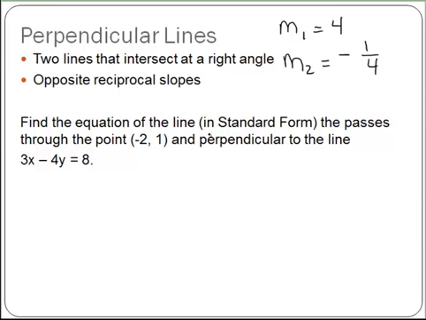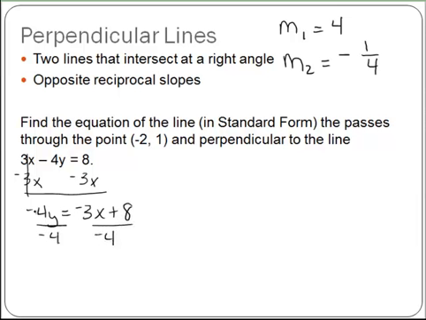So find the equation of the line in standard form that passes through the point (negative 2, 1) and is perpendicular to the line 3x minus 4y equals 8. So before we do anything, we have to find out what the slope of this line is. So let's go ahead and subtract 3x from both sides. So negative 4y is equal to negative 3x plus 8. Divide both sides by negative 4, and we get y is equal to 3/4 x minus 2. So the slope of this line is 3/4.